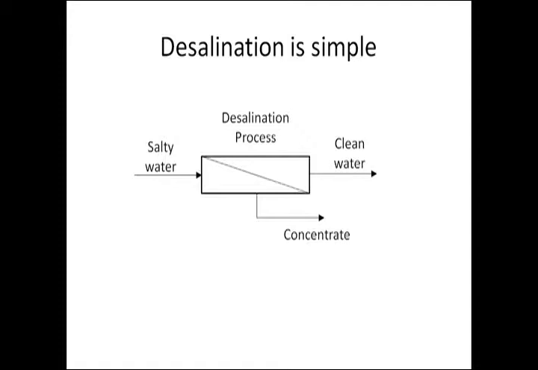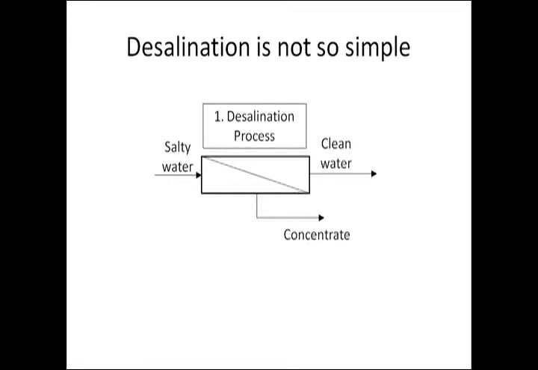But in fact, desalination is not so simple, as everybody in this room knows. I think there are 4 areas in which desalination is not so simple. The first one is the desalination process itself. The second is that there's quite a bit of pretreatment that we often have to do before we get to reverse osmosis membranes, so there are pretreatment issues to be concerned about.